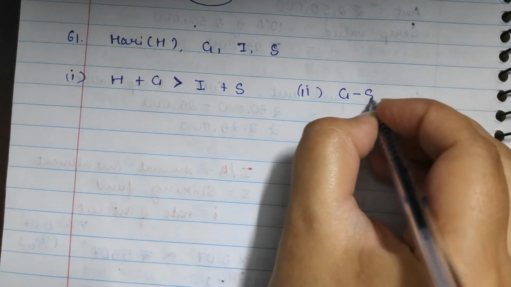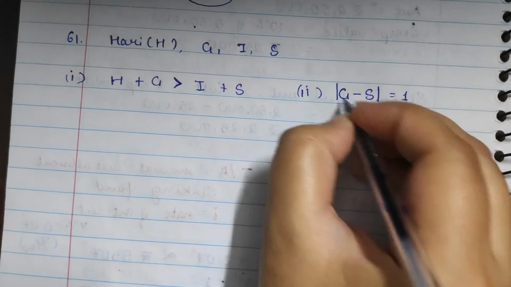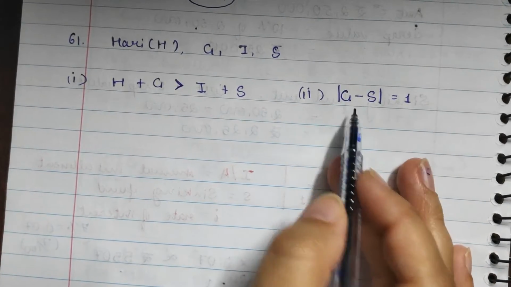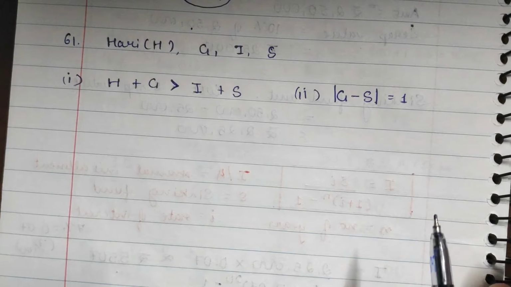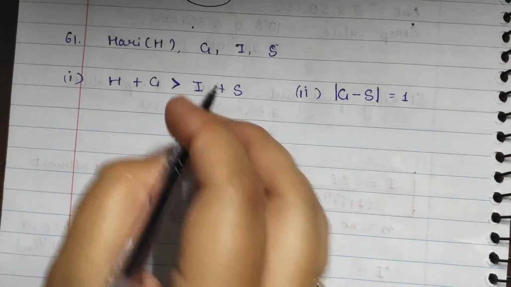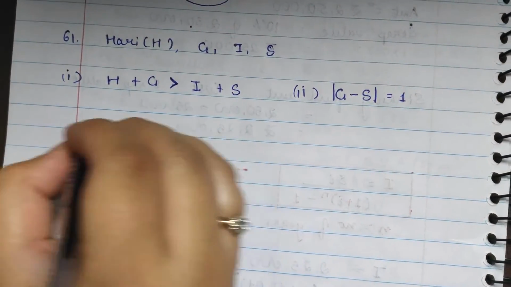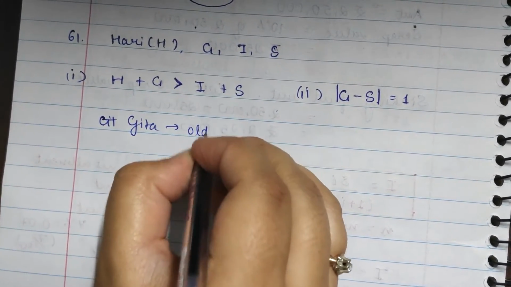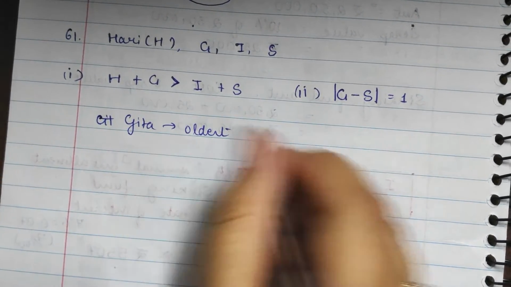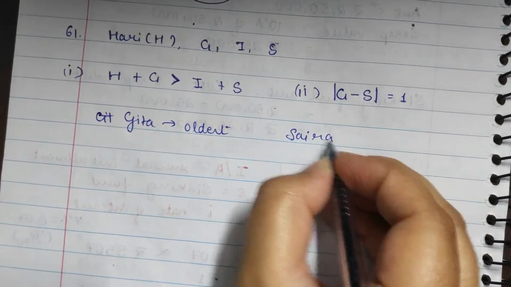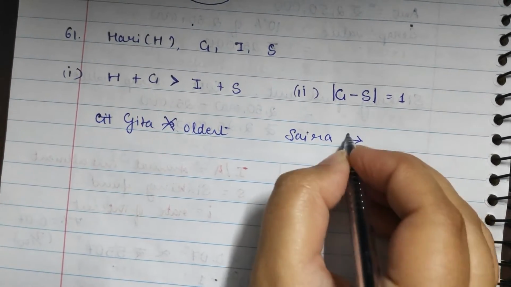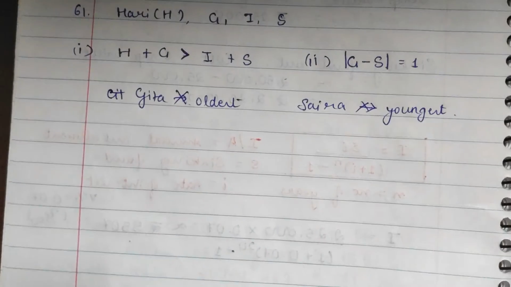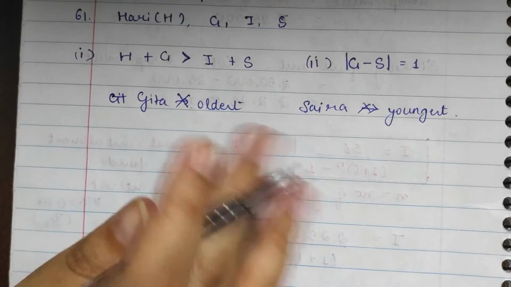We can write it in this way: modulus of Geeta and Saira is 1, because we don't know, Geeta can be older also, Geeta can be younger than Saira also. But it's also written that Geeta is not the oldest amongst all the four siblings, and Saira is not the youngest. So you have these facts given, and the third fact is there are no twins.